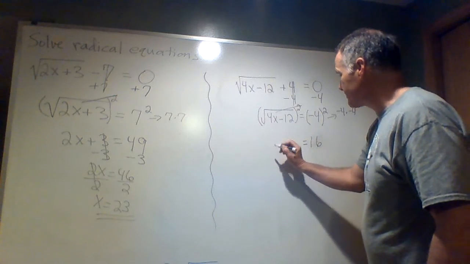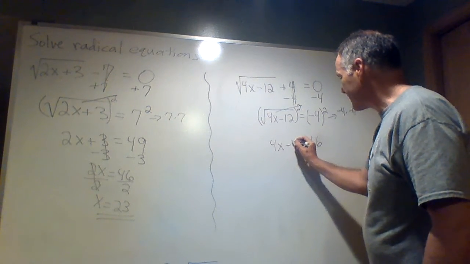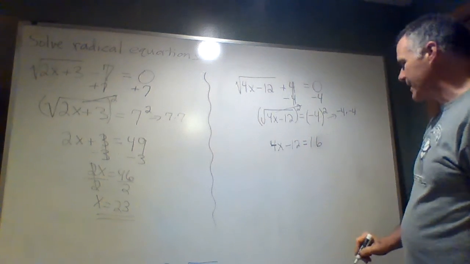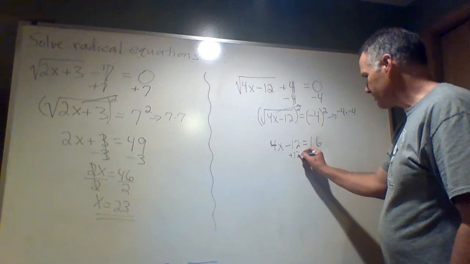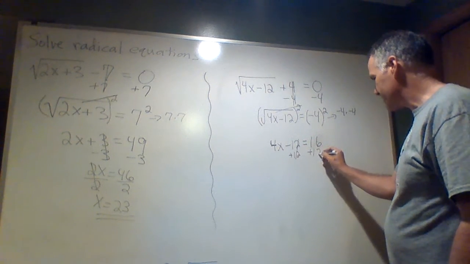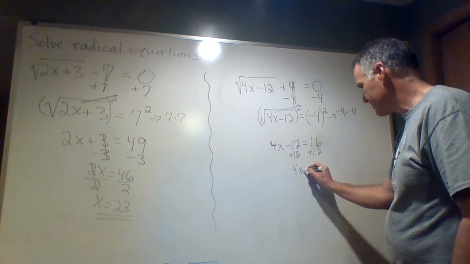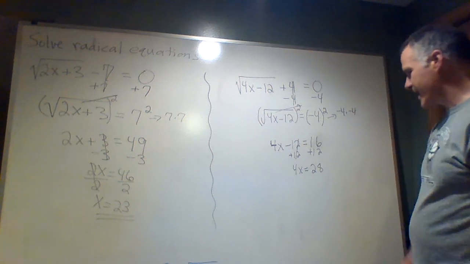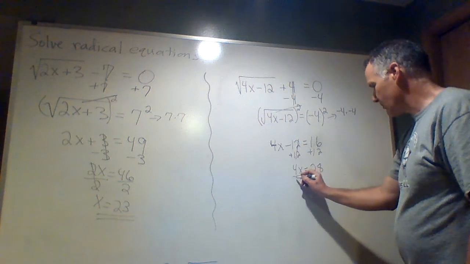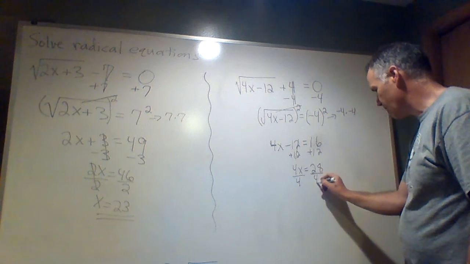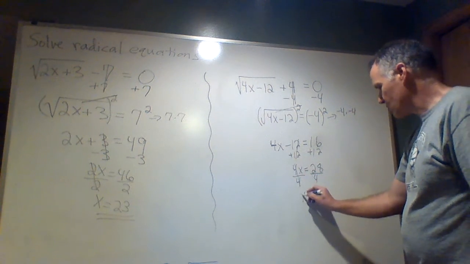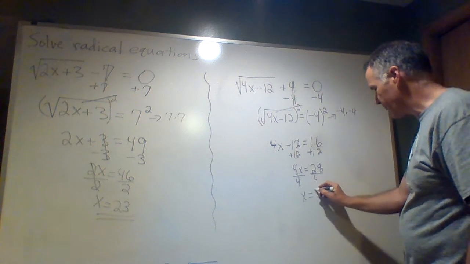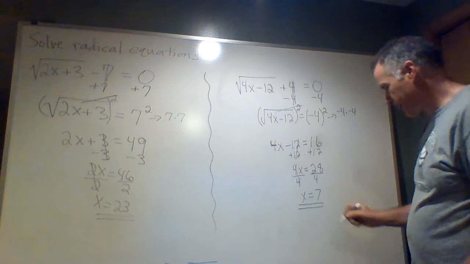Okay, now the rest of this is pretty straightforward. So the 4x minus 12 comes outside the radical. Okay, so I've got 4x minus 12 equals 16. Get rid of plus or minus, so I'm going to add 12 to both sides. So I've got 4x equals 16 plus 12, which is 28. Okay, divide away the 4. Divide away the 4. 28 divided by 4. Again, you can use your calculator. 28 divided by 4, 7. Boom. Okay, there's my answer.